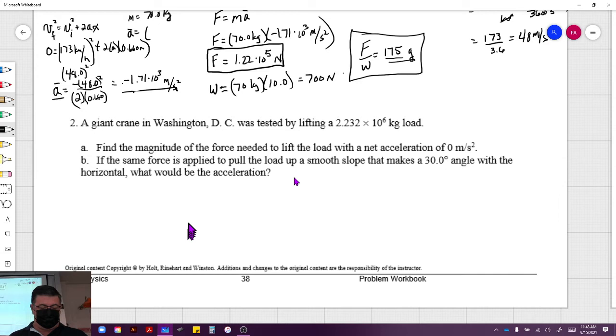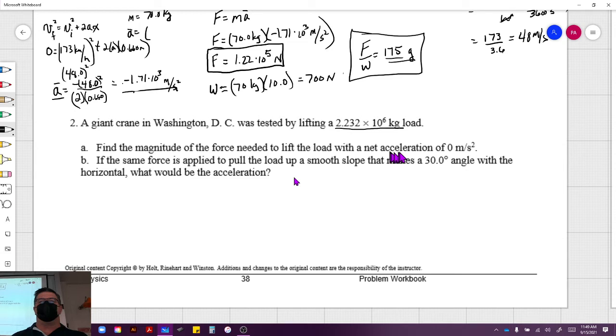Because this one is a little different, because they're all a little different. They're all separate. They're all different from each other. So number 2, a giant crane in Washington, D.C. was tested by lifting a 2.32 times 10 to the 6 kilogram load. That is a whole lot. Find the magnitude of the force needed to lift the load with a net acceleration of 0 meters per second.